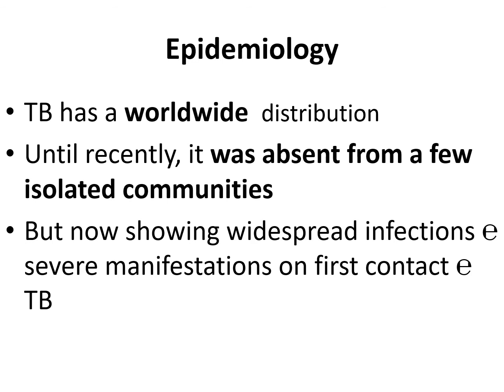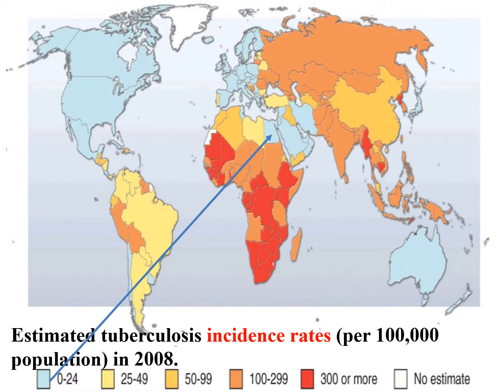Epidemiology of TB. TB has a worldwide distribution. Until recently, it was absent from a few isolated communities, but now it is showing widespread infections with severe manifestations on first contact with TB. This is the incidence rates per 100,000 population in 2008. This is Egypt. Incidence is low.